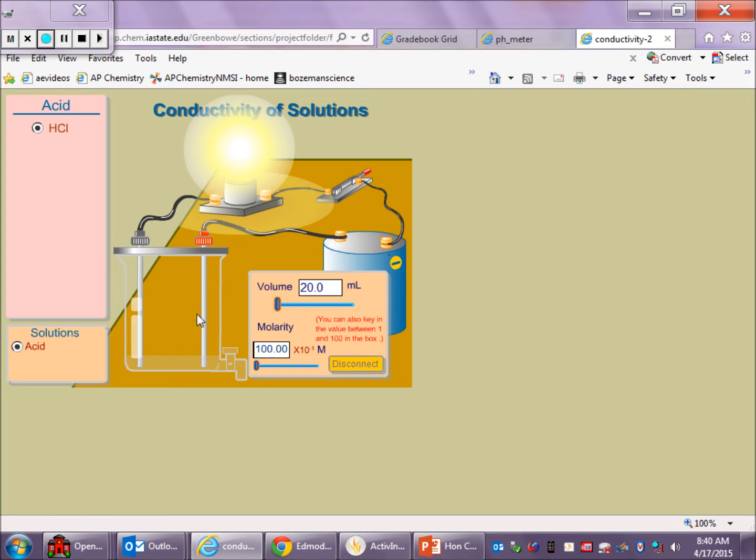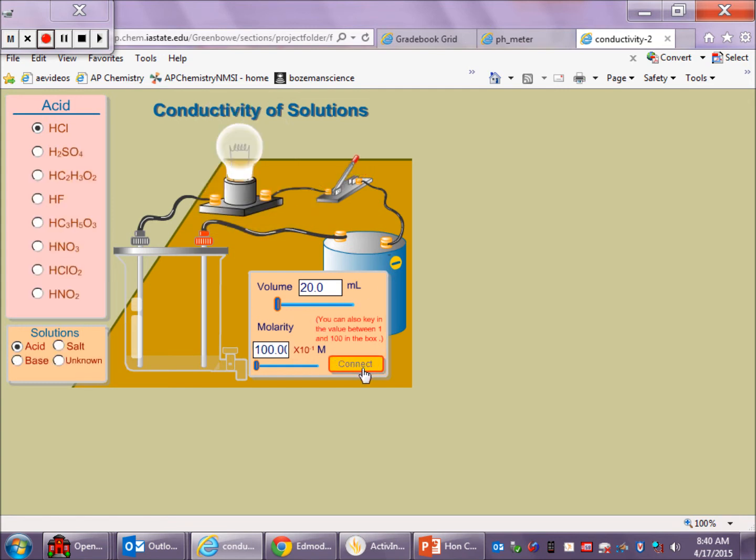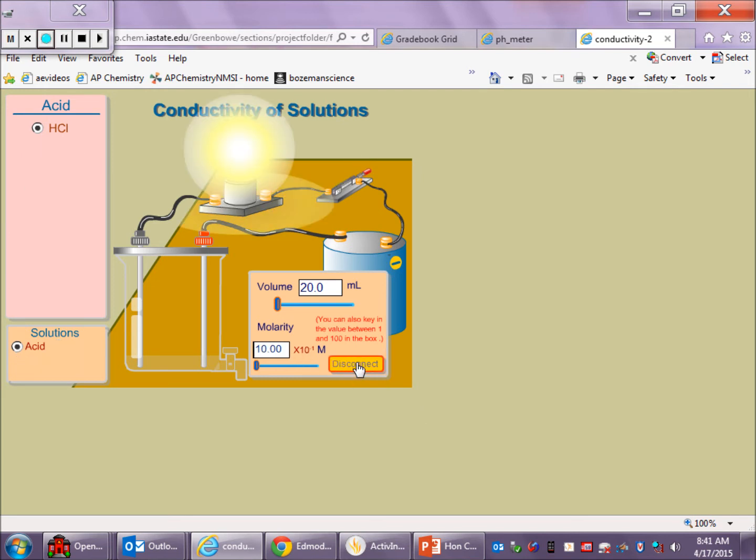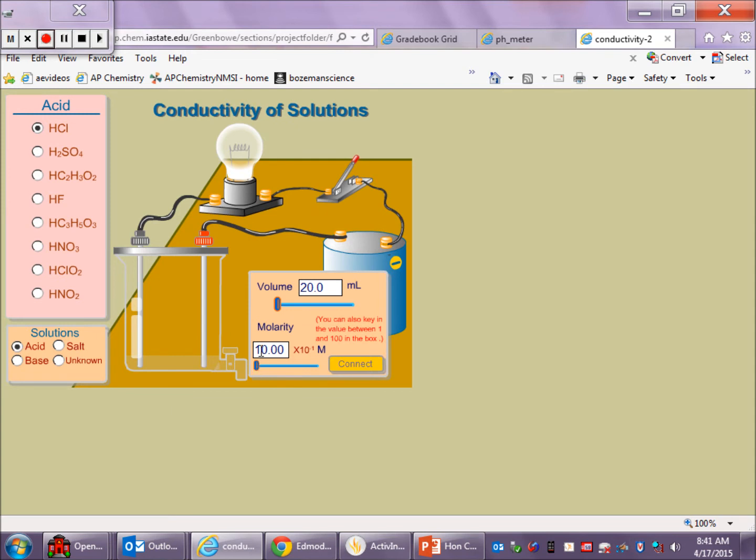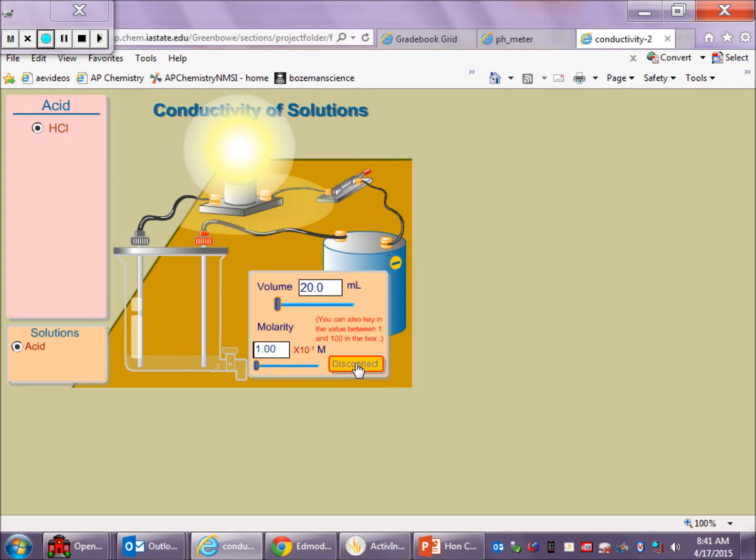Next, let's open and then dilute it to 1 molar. It is 10 to the negative 1, and we connect it, and we see it still does conduct. It is a good conductor. Disconnect, dilute it to 0.1 molar. Check the conductivity. We see it still conducts electricity. It is a good conductor.